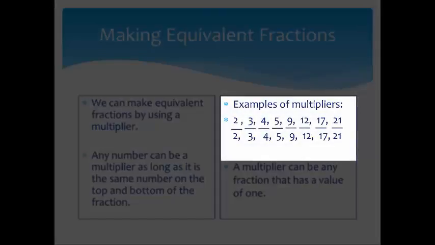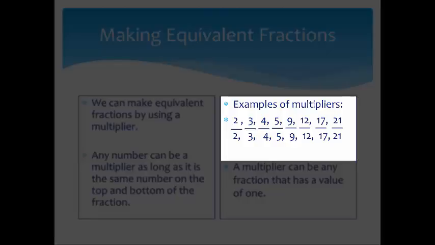So here's some examples of different multipliers, and I just put these randomly down. We could choose any number as long as it's the same on the top and the bottom, but you'll see I've written 2/2, 3/3, 4/4, 5/5, 9/9, 12/12, 17/17, 21/21. All of those are multipliers, and we could have 1,000/1,000 if we wanted as a multiplier. It does not matter, just so long as the top number and the bottom number are exactly the same.